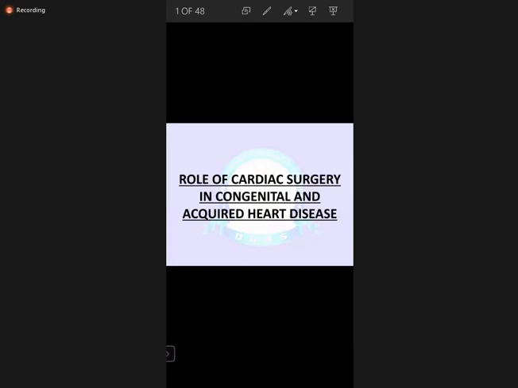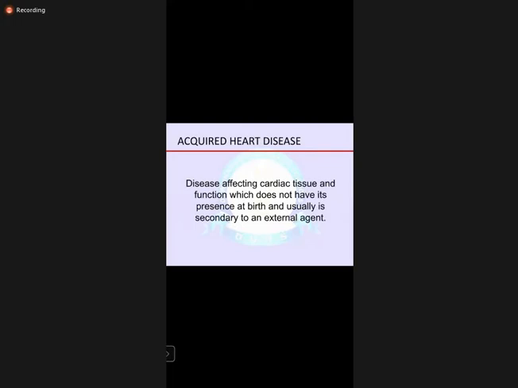Congenital and acquired heart disease. So first of all, we will study the acquired heart disease, affecting the cardiac tissue and function, which does not have its presence at birth and is usually secondary to an external agent.